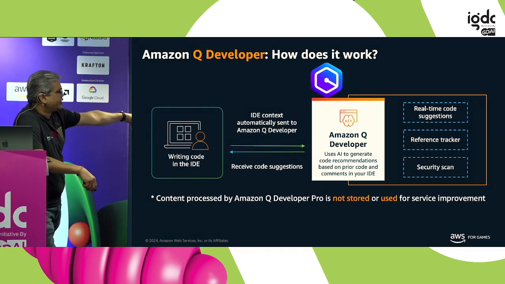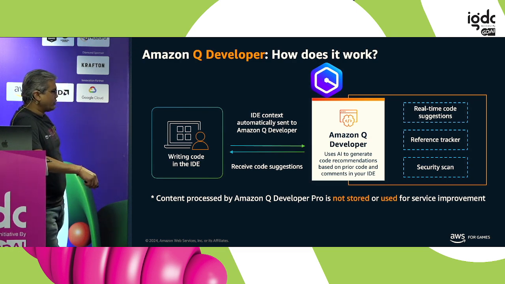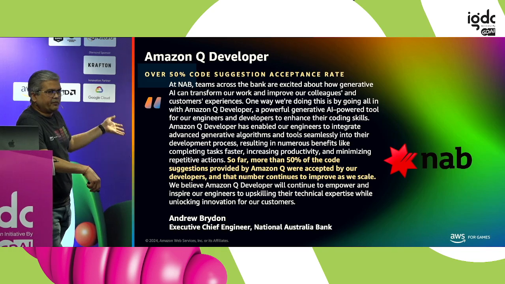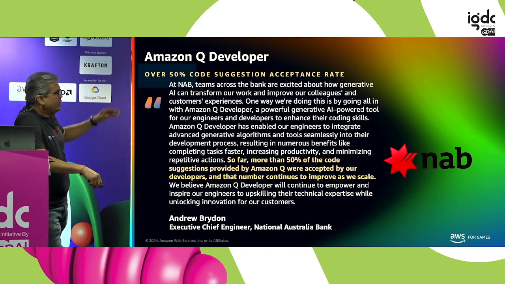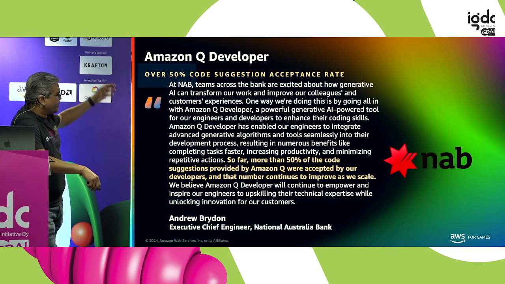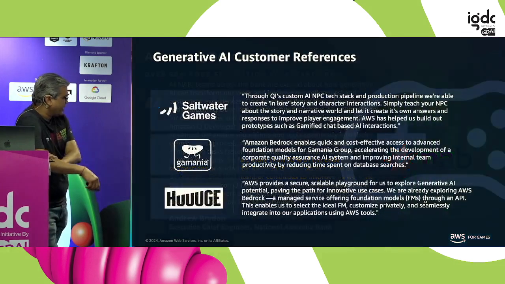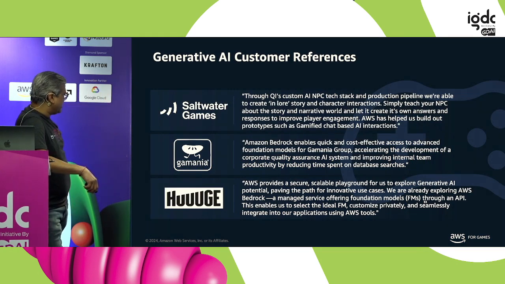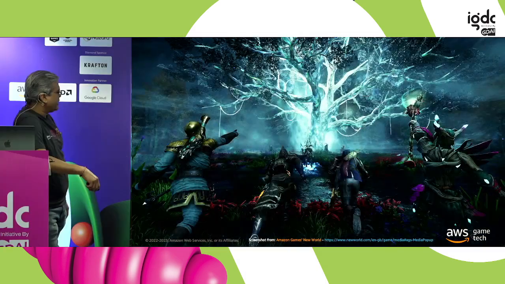It's simple. It uses the information sent to Q Developer and sends you the code suggestions. Data is not used or stored for service improvement. Here's a non-gaming customer, but a very big customer. NAB, National Australia Bank, similar to SBI in India, used Amazon Q Developer, where more than 50% of the code suggestions provided by Q were accepted by the developers. They tracked it and found value in it, a great example. Examples of game studios are Saltwater Games, Gamania, I'm not sure how to pronounce that, sorry about that, and Huge Games. They've all benefited by building on Amazon Bedrock.